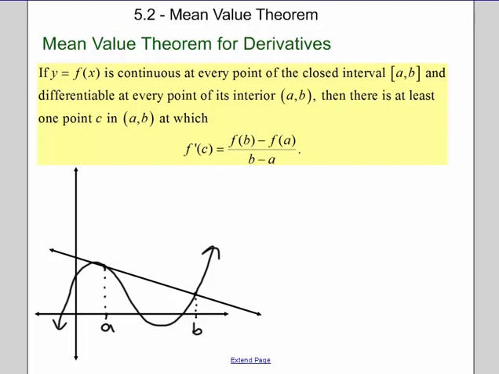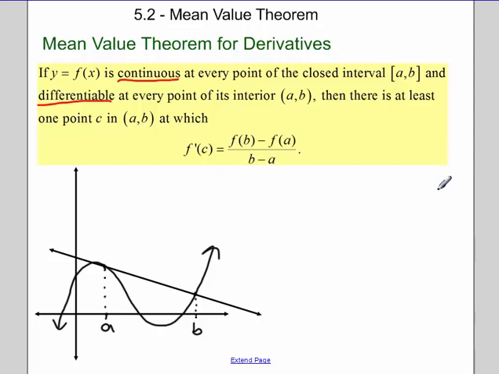Today we're going to be talking about the mean value theorem. Our mean value theorem for derivatives is: if f of x is continuous at every point of the closed interval a to b and differentiable at every point on the interior, so I'm differentiable for everything in the interior, and I'm continuous, so those are two key things you want to keep in mind here. We're continuous and we're differentiable.